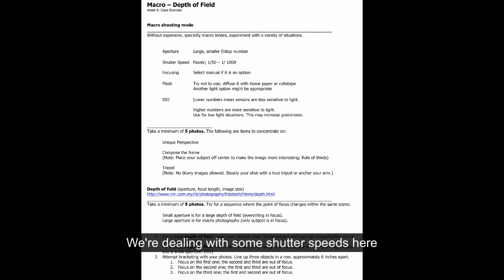We're dealing with some shutter speeds here, and I want you to mostly just pay attention. Of course, if you have a smaller aperture, more light needs to be brought in so the shutter remains open longer. So you're dealing with a slower shutter speed, whereas if you have a large aperture, the shutter does not stay open very long at all. It's very quick because we don't need a whole bunch of light coming in.